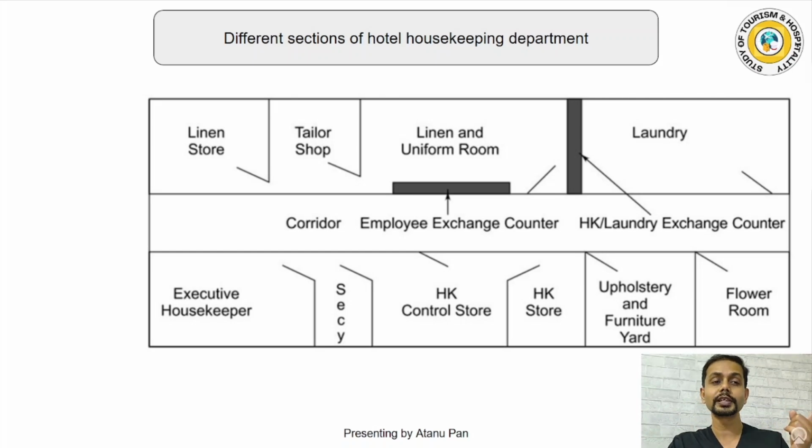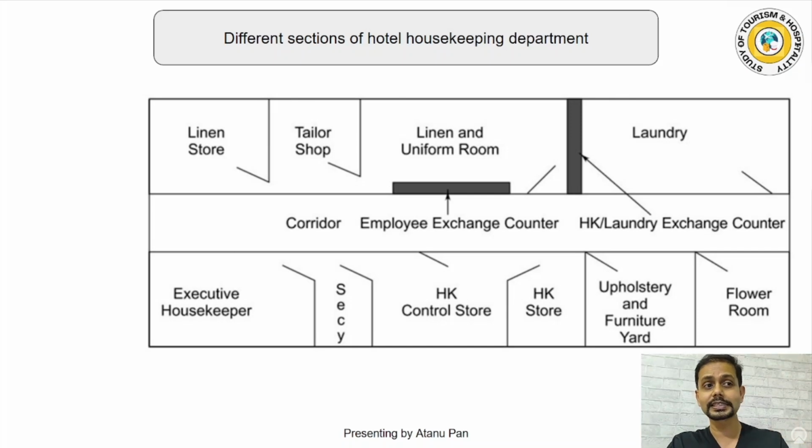Now the dirty linens are given to the laundry for processing. After processing, the laundry will again give it back to the linen and uniform room, and they will store it there. So this is again a cyclic process. So both the things are done here.